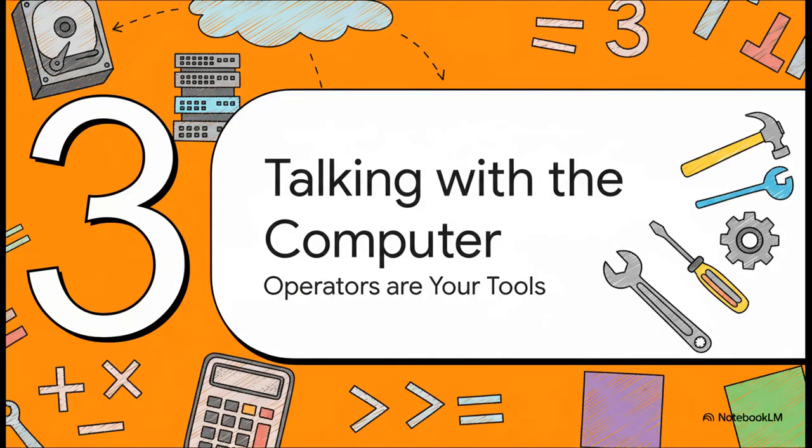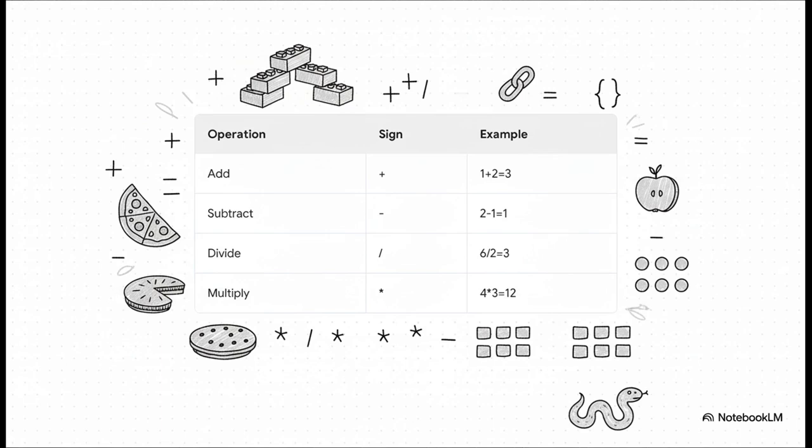Okay, so now that we can store information, we need tools to actually work with it. In Python, these tools are called operators. They're what we use to do calculations and, really importantly, to make comparisons. This first set of operators is going to look super familiar. These are just your basic arithmetic operators.